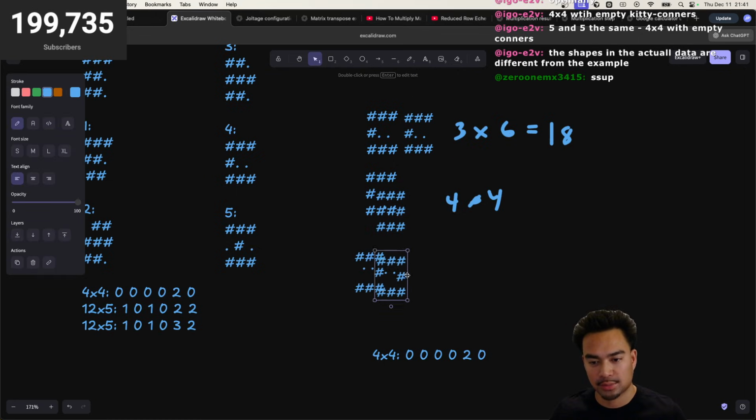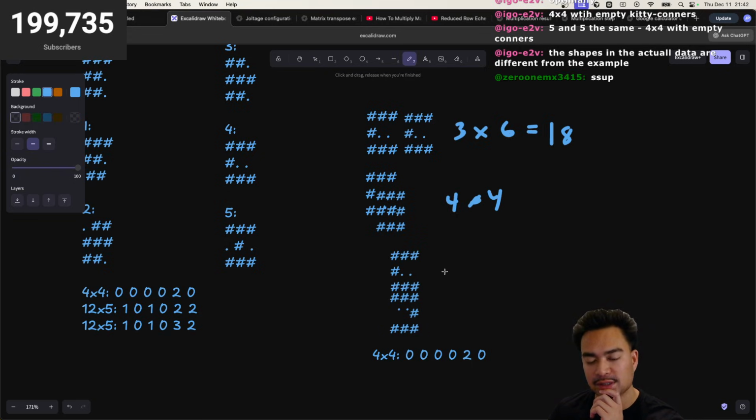What are the other options? We can have them sideways like this. This is 3 by 6 also. We could also just stack them. Takes up 3 by 6 as well. So basically, you can know how much space you need at least. You need at least 3 by 6.